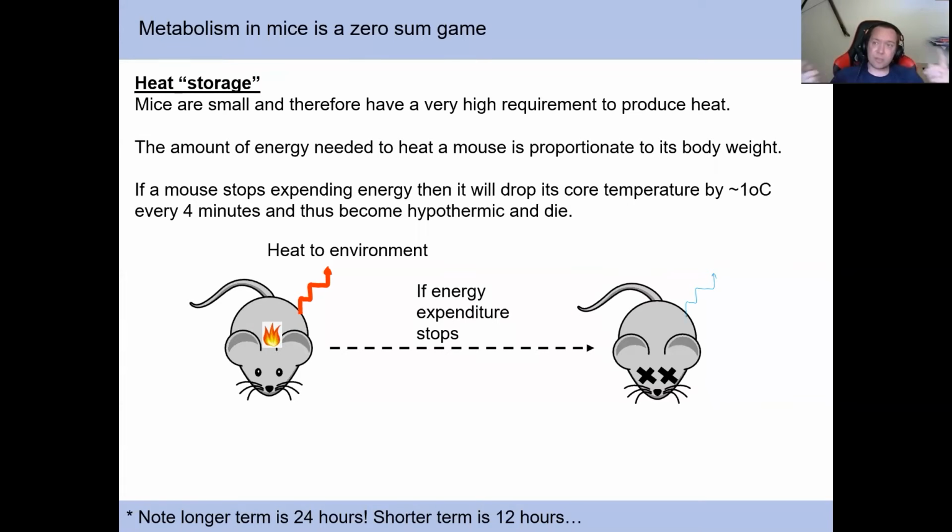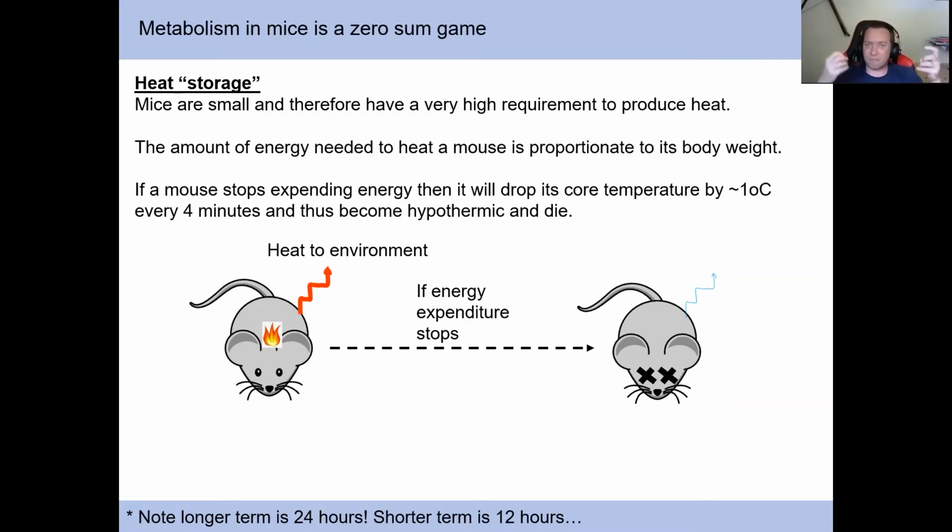And there's another complexity to this concept of different processes interacting. So we've already talked about this mathematical concept that if you reduce your lipid oxidation, even without changing your glucose oxidation, because you're working on a ratio, glucose becomes a larger part of your pie chart and your RQ goes up. However, metabolism in mice is largely a zero-sum game.